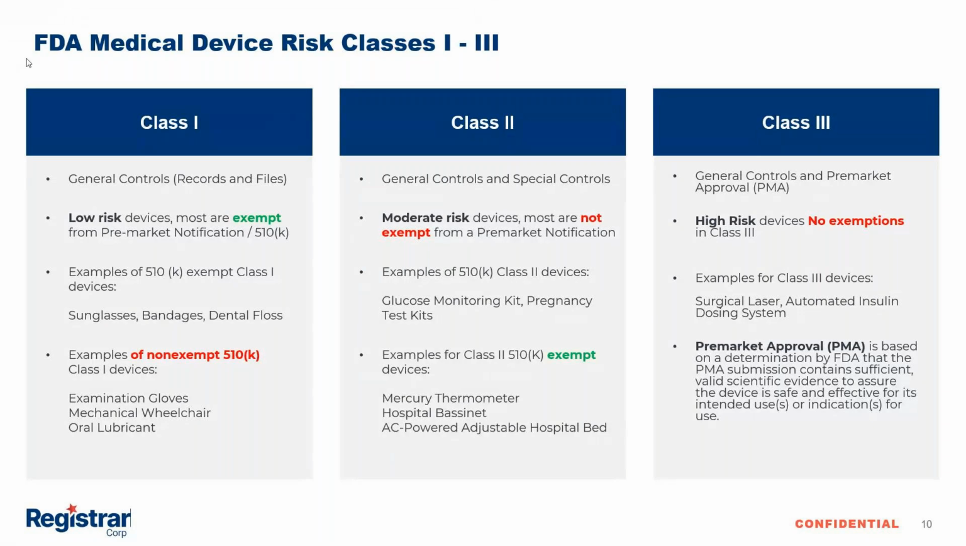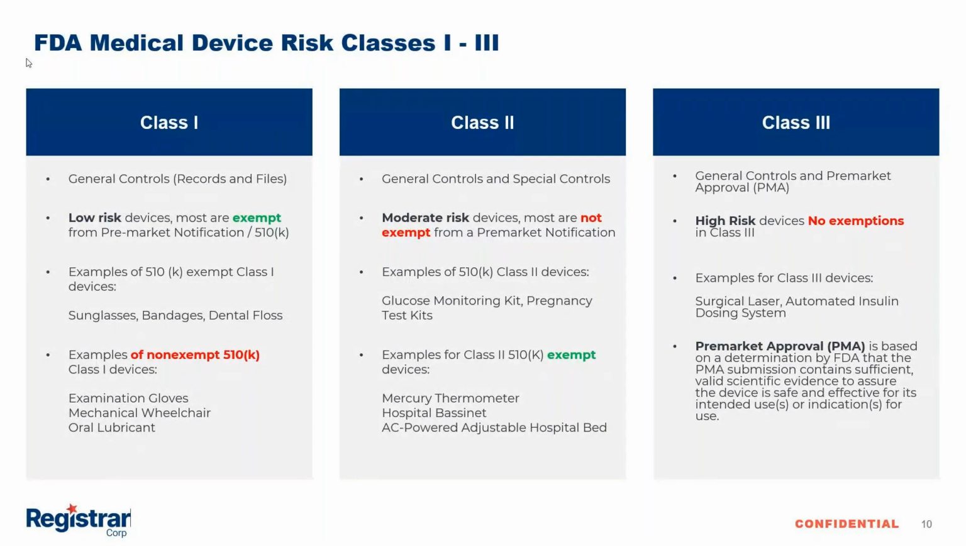510K exempt, but still in class 2 and also during production with special controls, would be devices like a mercury thermometer, a hospital bassinet, or an AC-powered adjustable hospital bed. So these are moderate risk class devices, but they no longer require a 510K.